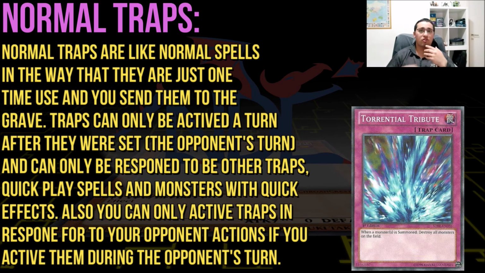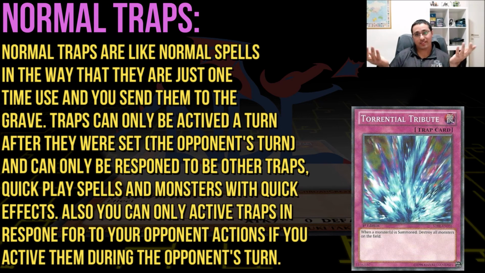So traps are supposed to be at a level of speed that is higher than normal cards, or should I say monsters and normal spells. So quick-play spells, other traps, and monsters with quick effects can respond to the trap activation, but anything else cannot. So I just should mention that. That's pretty much it for normal traps.